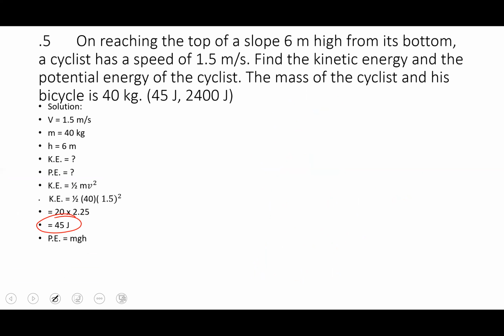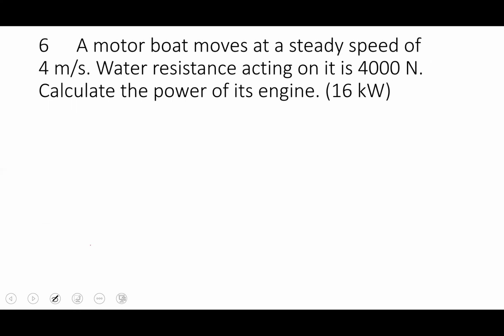Now for the potential energy, we have the formula mgh. Putting the values of m, which is 40, the value of gravitational acceleration, which is 10 meter per second square, and the value of h, which is 6 meters. So we have 2400 joule, and this way we have to do the numericals, and our answer is also correct. Moving on to the next question, which is question number 6.